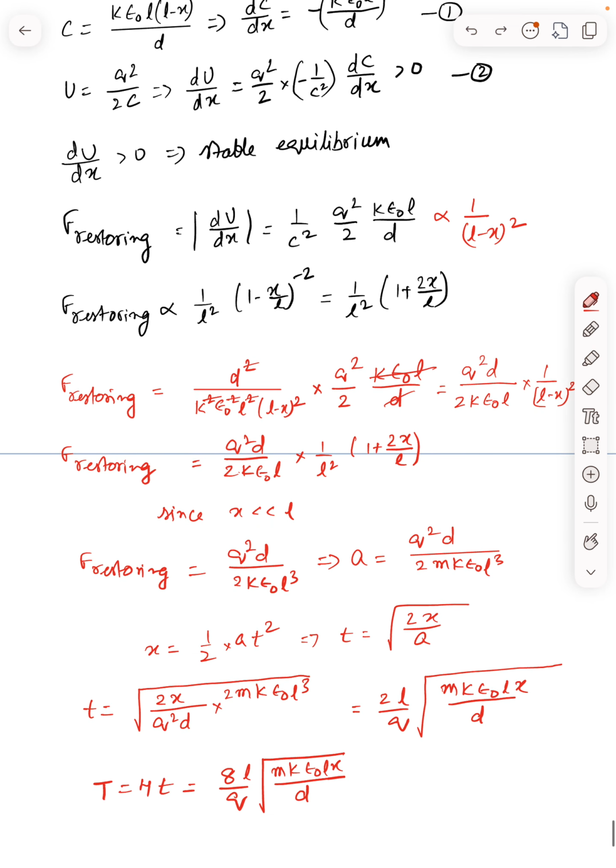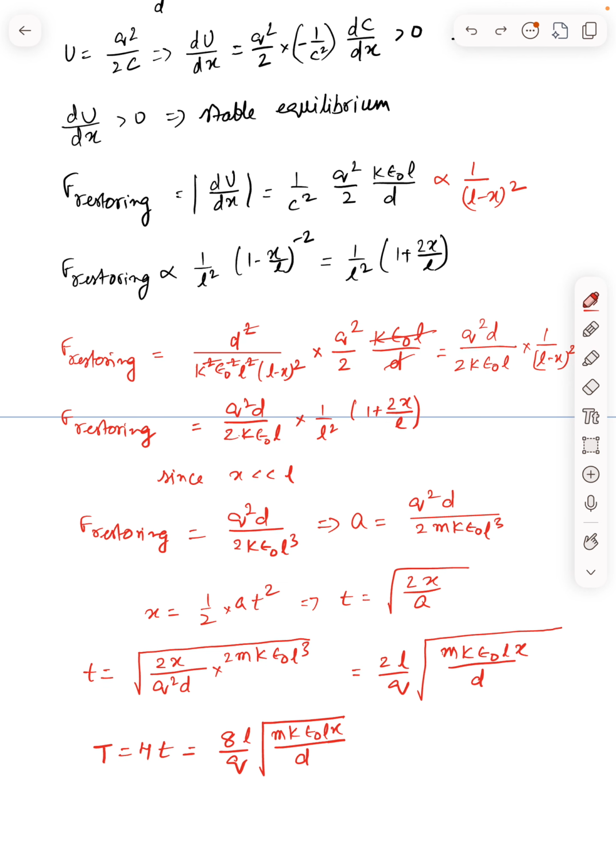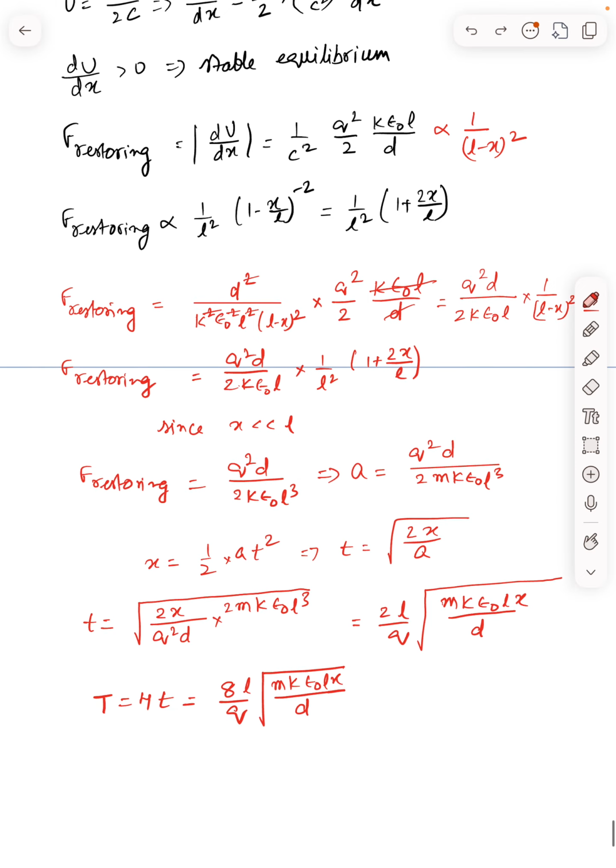So after substituting this value, you get the restoring force, and as you can see, I have written everything here. So the restoring force finally comes out to be this function. This is of the form some constant multiplied by 1 plus some constant b into x. And since it is given that x is very small as compared to L, I can neglect this term 2x by L in comparison to 1. So I get a constant restoring force whose value is Q square D upon 2 times K epsilon naught L cube. Dividing it by mass, I get the acceleration of the slab.